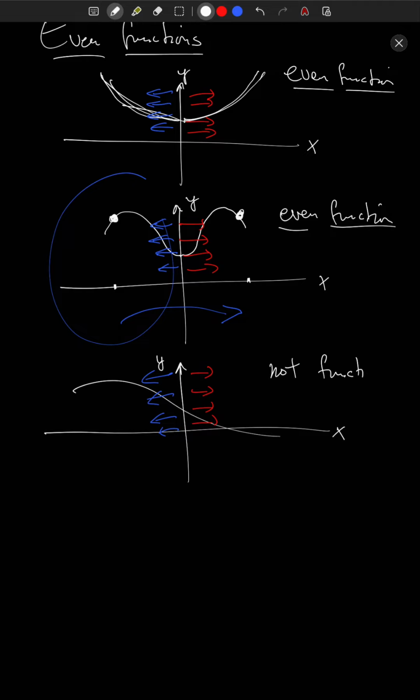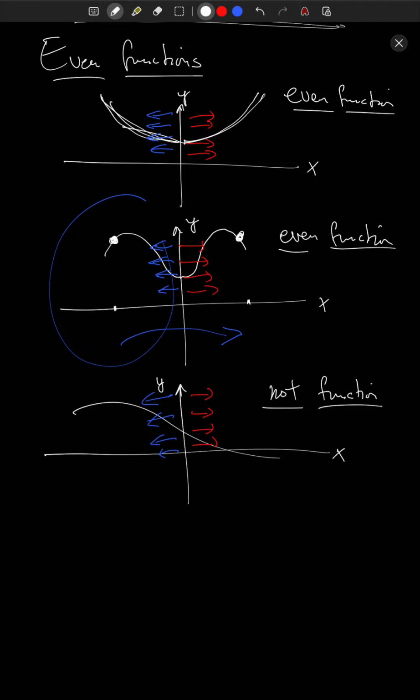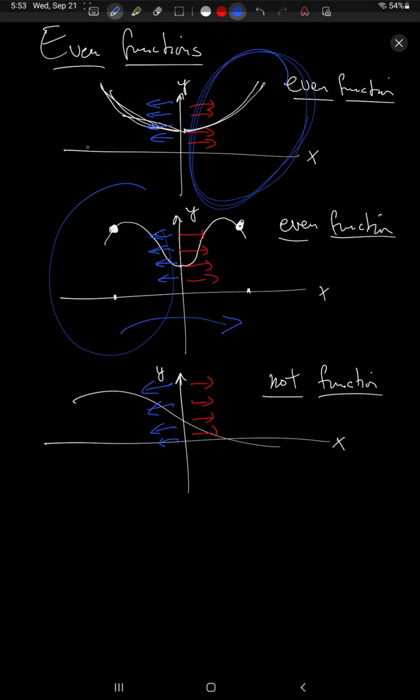So even functions are actually very special. You really like to work with even functions because, in a way, if you want to study this function, your life is a lot simpler because you only have to study, in a way, half of it. If I understand the right side of this picture, then automatically I understand the left side. Whereas for this function down here, which is not even, understanding the right side of the picture tells me nothing about the left side.